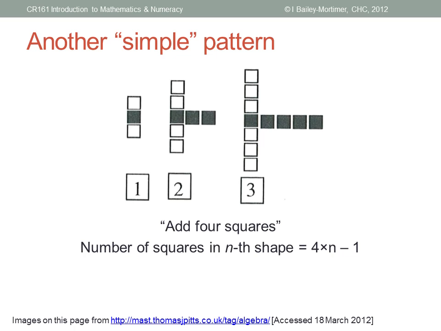I can tell you quickly and easily how many squares are in the 19th shape. 4 times 19 minus 1, which is 75. Or the 90th, 4 times 90 minus 1, or 359.